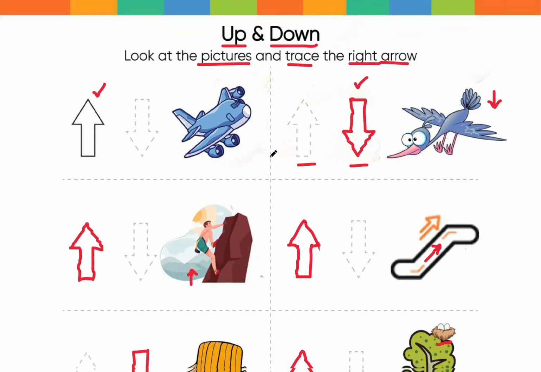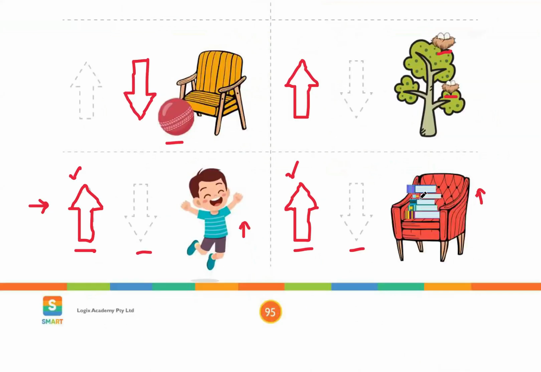For example, if you look at these books, right? These books are on the chair, not on the floor. So these books are in the up position, so we would trace the arrow that is in the up position. Similarly, if we look at this picture, here we can see a ball. This ball is on the floor. That means that we would trace the arrow that is pointing in the downward direction.